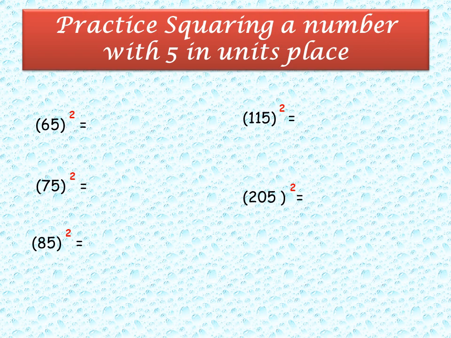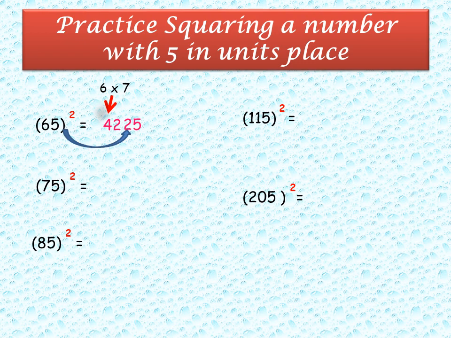Yeah. Now we will see the answers. 5 square, we have to write it as it is. 5 square is 25 and we have to add the product of n into n plus 1 before this 25. So n here is 6 and n plus 1 is 6 plus 1, that is 7. We add the product, 6 into 7 is 42, before this 25. So the answer for 65 square is 4225.